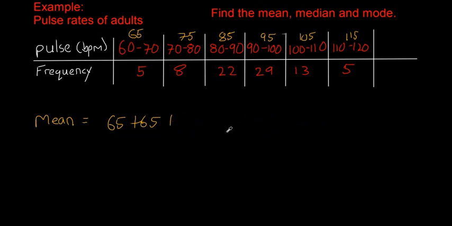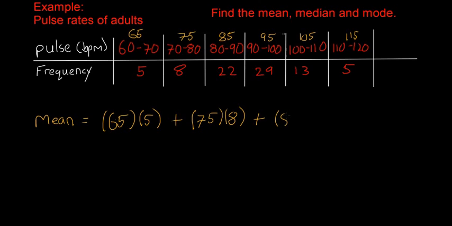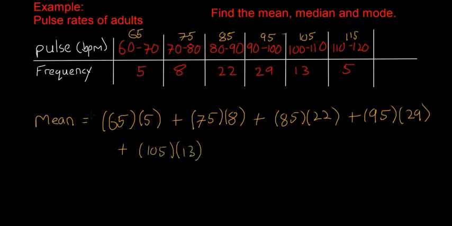A quicker way of doing it is, let me just get rid of these. So there's 5 65s. So we can write 65 multiplied by 5 plus, there's 8 people who got about 75. So then 75 multiplied by 8 plus, there's 22 people who got about 85. So 85 multiplied by 22 plus 95 multiplied by 29, and hopefully you guys are getting it, plus 105 multiplied by 13. Sorry, ignore what I did there. Then 115 by 5. So what you do for each case is you find the mid-interval value and you multiply it by the frequency. So you get the sum of all of those.